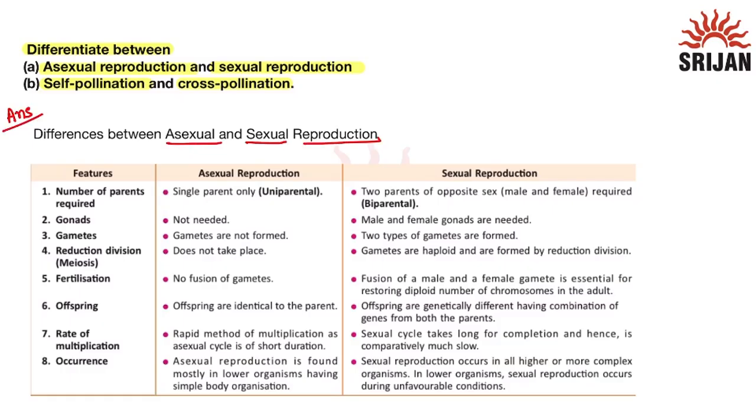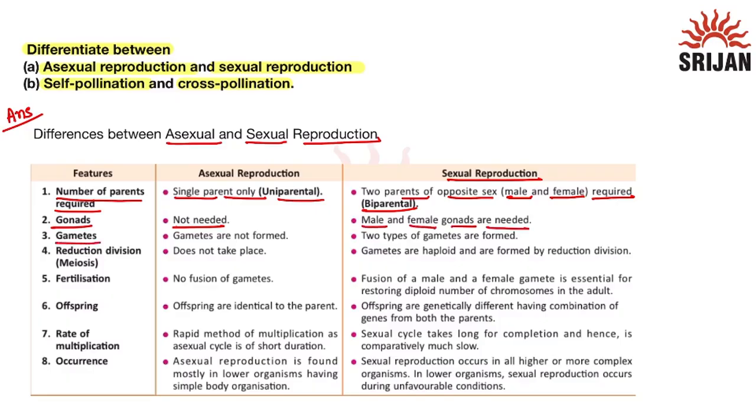Now the first difference is the number of parents required. In asexual reproduction, we need only a single parent. It is uniparental. In sexual reproduction, two parents of opposite sex, that is, one should be male and the other should be female, are required, and they are biparental. Gonads are not required in asexual reproduction, but in sexual reproduction, male and female gonads are needed, which are the sex organs.